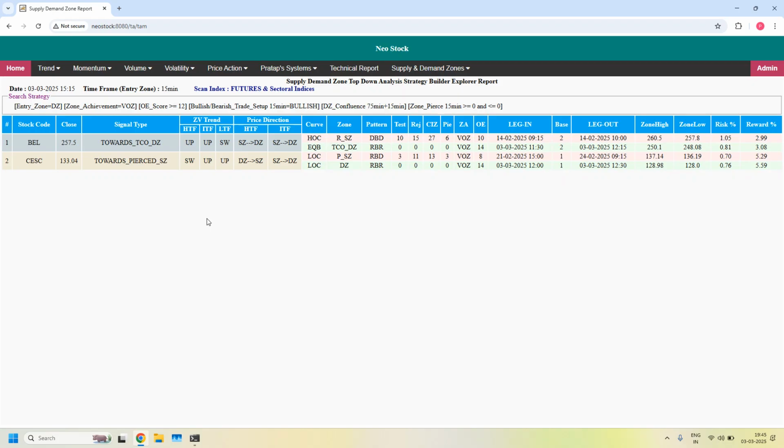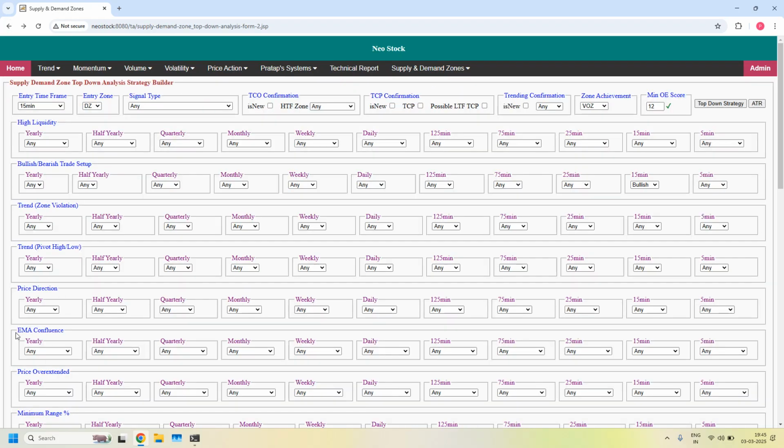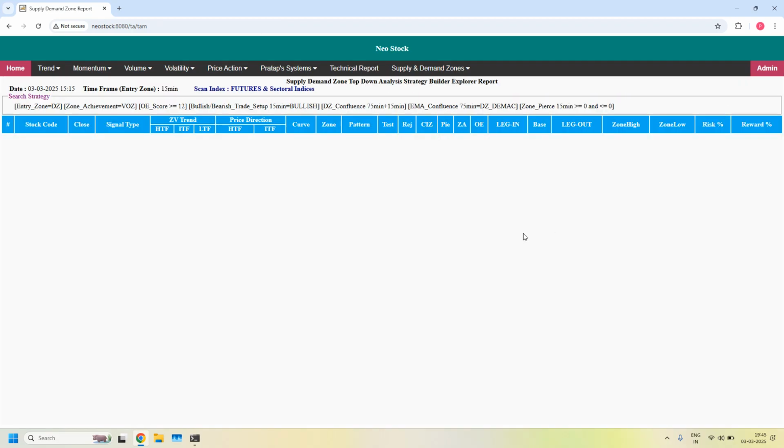75 minutes demand zone with daily EMA confluence. So in the EMA confluence at 75 minutes time frame, why 75? Because the 15 minutes demand zone is overlapped with the 75 minutes demand zone. That's why we are checking the 75 minutes demand zone having daily EMA confluence. So none of them are having EMA confluence. Fine.